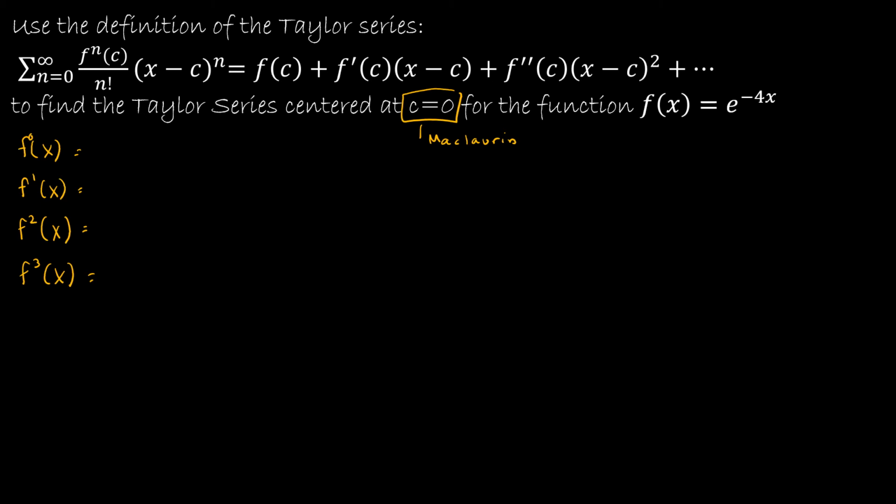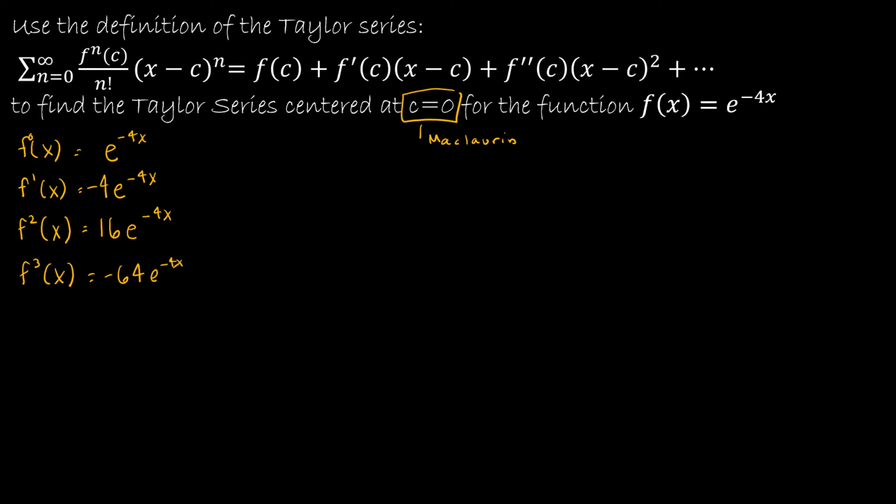So the first function is just what's given to us, which is e to the negative 4x. So that is not the derivative, that's the original function. The first derivative of the function, using the chain rule, would be e to the negative 4x, then the derivative of negative 4x, which is negative 4. Continuing that strategy, I would take that expression times negative 4, which would make it positive 16 e to the negative 4x, and that expression times negative 4, which gives me negative 64 e to the negative 4x.